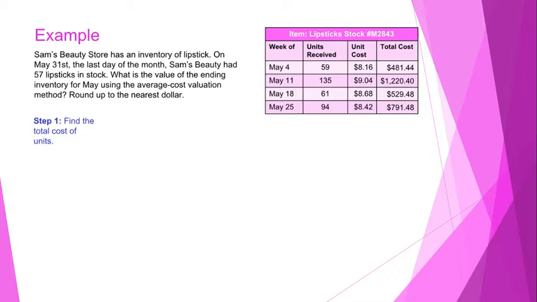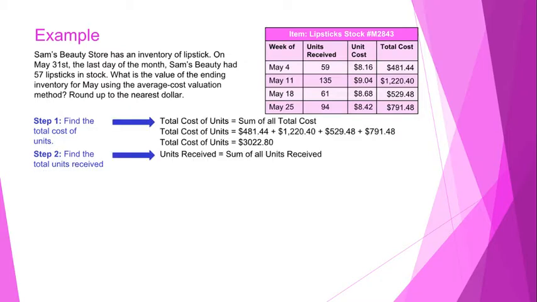So now our second step is to find the total units received. To do that, we're going to sum all of the units received. That's our second column, so we're just going to sum up all the numbers in our second column there for units received. And when we add that together, we get 349.